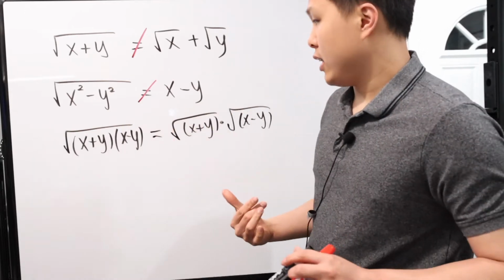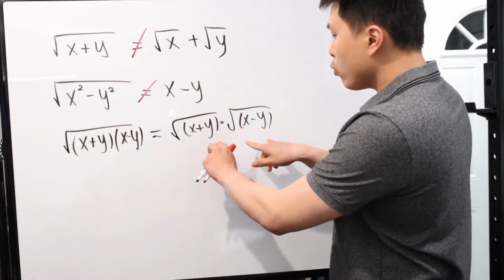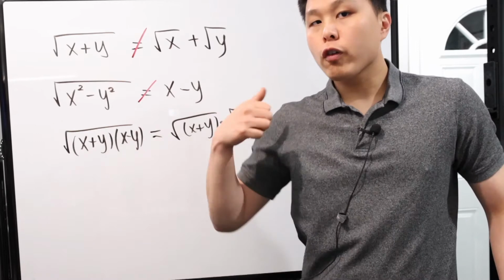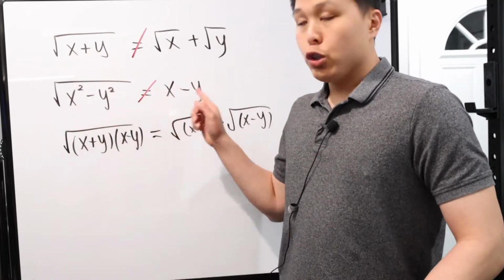Now, why is that the case? Even though there's addition and subtraction here, notice that what we're separating is actually 2 expressions that are multiplying each other. So if they're multiplying or dividing, you can separate them. If they're adding and subtracting, you cannot. Be very careful of that.